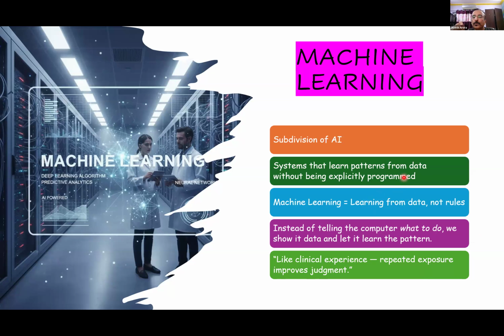Instead of telling the computer what to do, we show it a lot of data, and because of predictive analysis, it will try to learn the pattern and predict what will come next. If you give it 10 entries, it will tell you what could be the probable 11th entry.